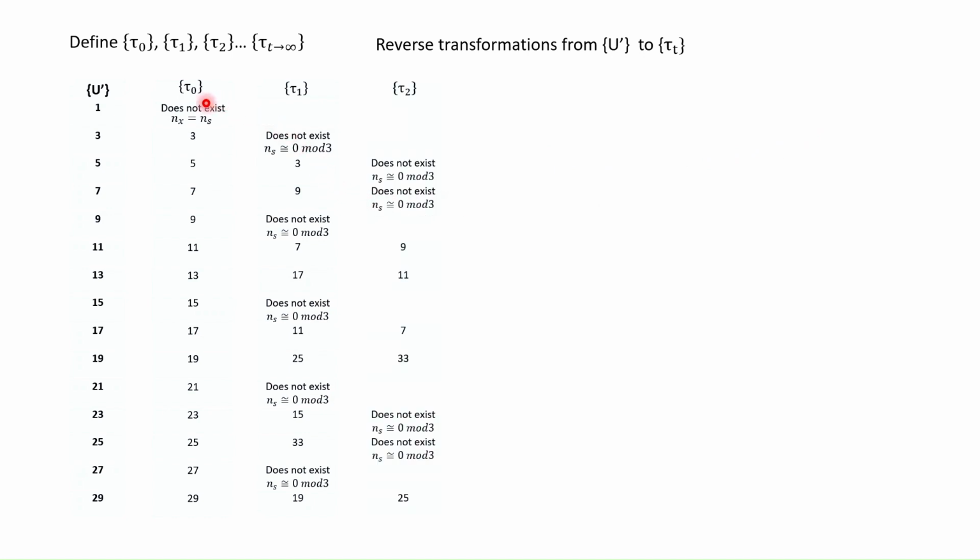Now what we do is from tau sub 0 we expand to tau sub 1, and then tau sub 2, tau sub 3, so on and so forth. Say, let's take the element 13. Nx for 13 is 17. Nx for 17 is 11. Its nx is 7. Its nx is 9. And when we reach 9, it is 0 mod 3. And 0 mod 3, that means there is no representation in tau sub 5.